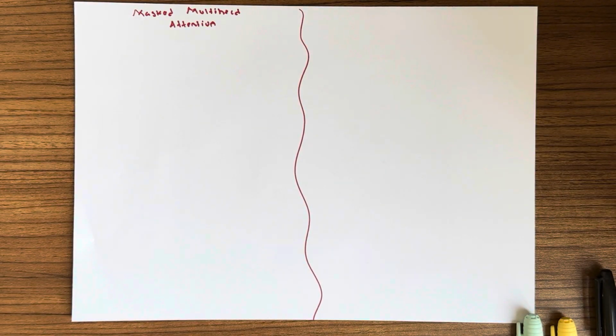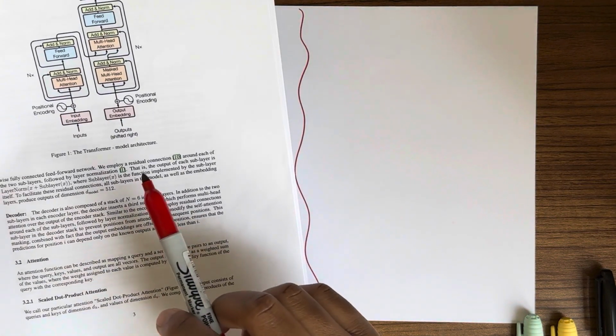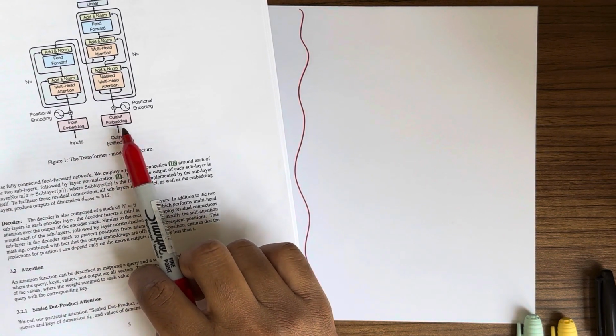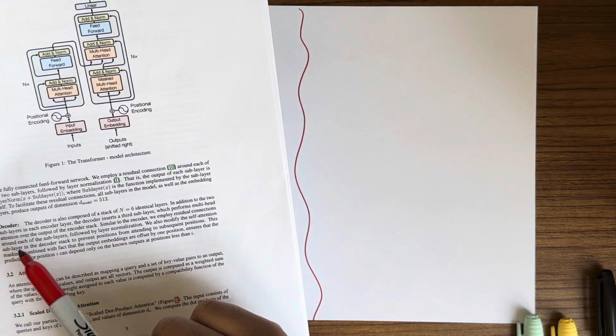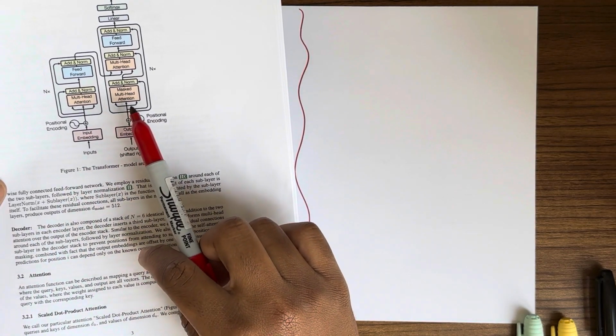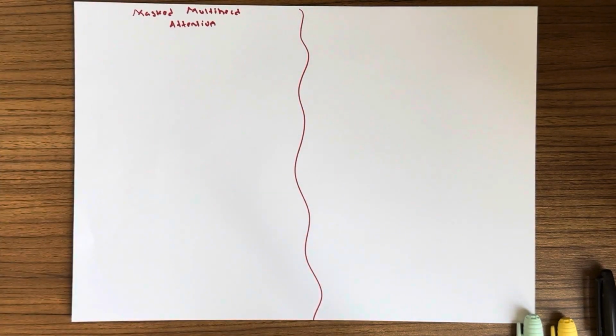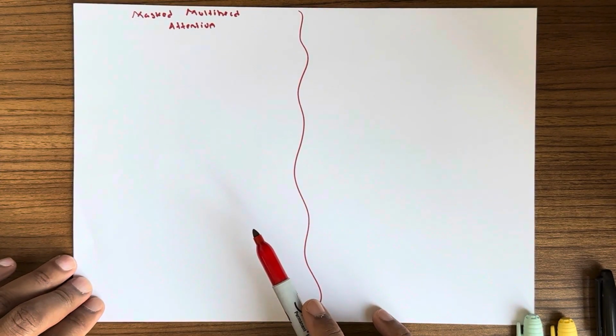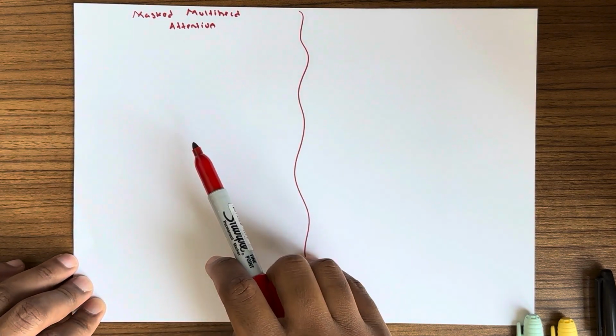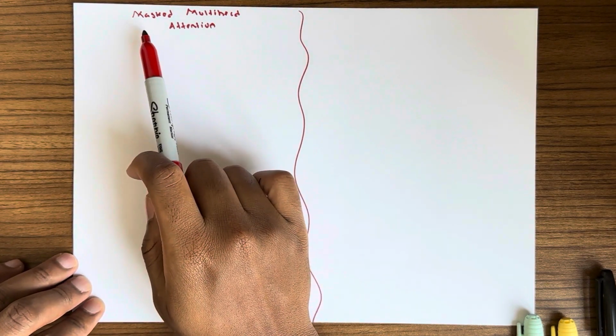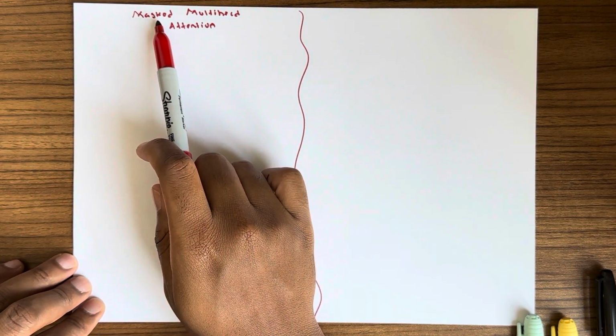Hi everyone. In the previous video we saw the embedding and positional encoding. Today we'll be looking at the masked multi-head attention. This is a very important part of the transformer architecture. We will see what this masking is.